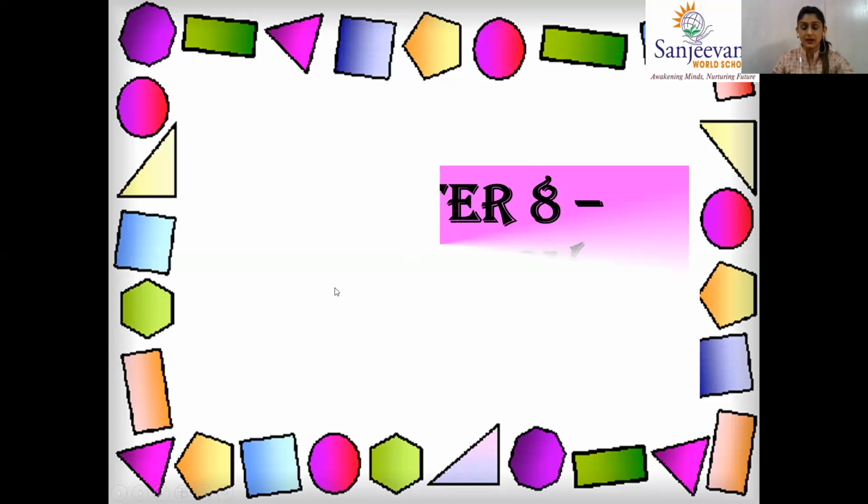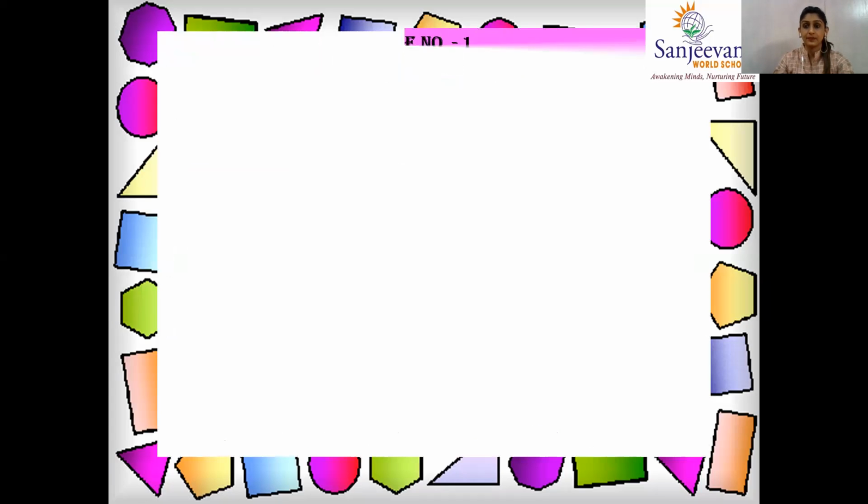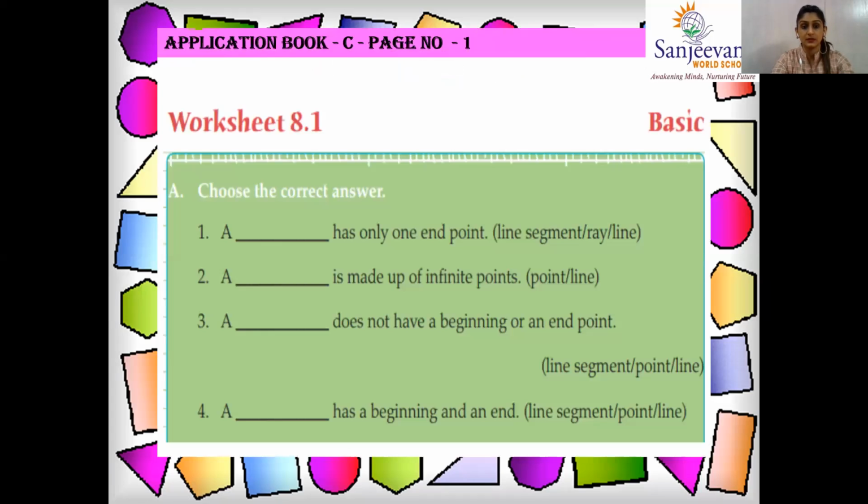So let us begin now. Chapter 8 Geometry, page 1, worksheet 8.1. Question A. Choose the correct answer. That is, fill in the blanks. Options are given to us. We are supposed to choose the correct answer.